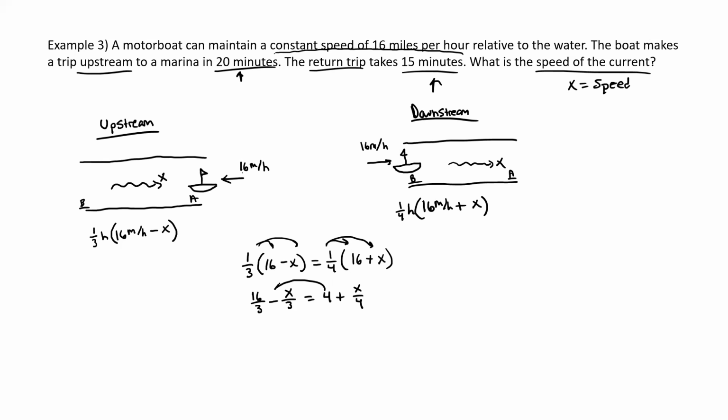So we're going to move this to this side, and that'll be 16 over 3 minus 4. I'm going to use my calculator for that to make sure I don't make any simple math errors, which we want to avoid at all costs. That is going to be equal to 4 over 3 minus x over 3 equals x over 4. Let's move our x's to the same side. So you have 4 over 3 equals x over 4 minus x over 3.